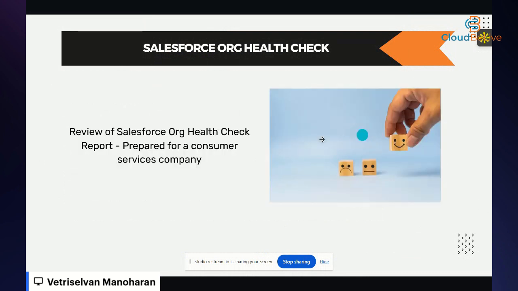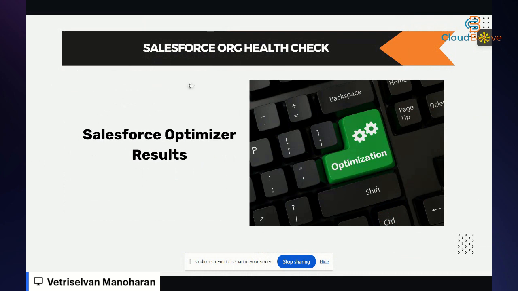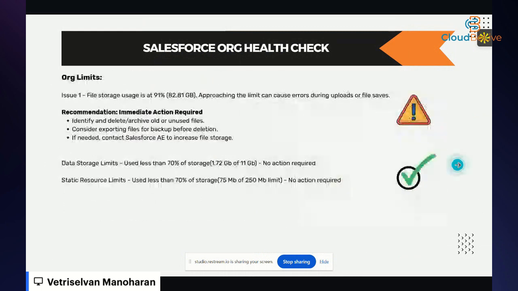The next one is the Salesforce health checkup for a consumer service company which we have prepared. The first results we are going to see are from the Salesforce Optimizer. So the first one is the org limits. The major issue highlighted here is the file storage. These customers have consumed 91% of their storage, a total of 82.81 gigabytes out of around 91 gigs, so they have almost consumed everything. They are approaching the errors.